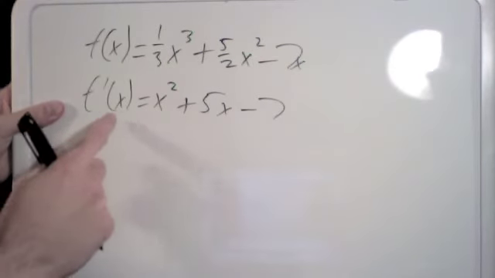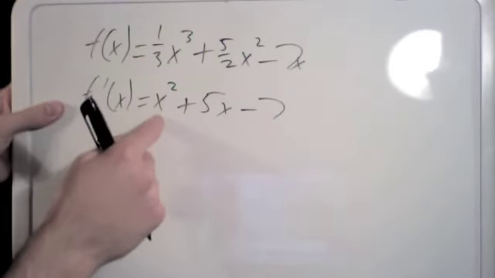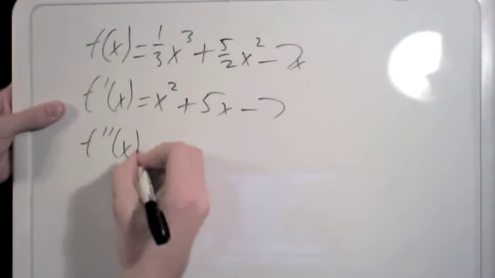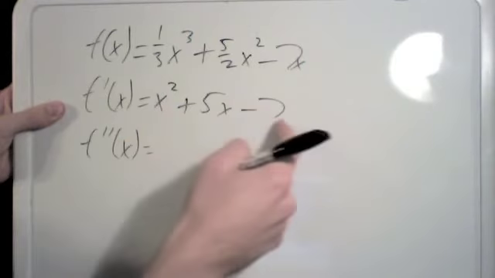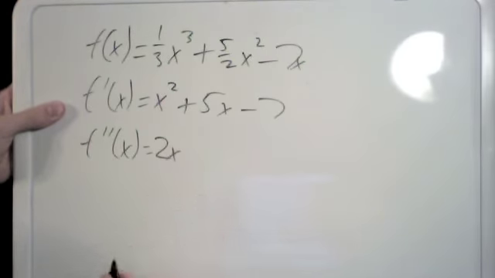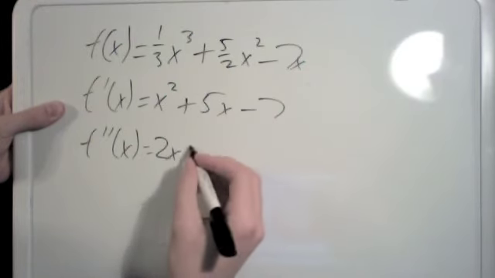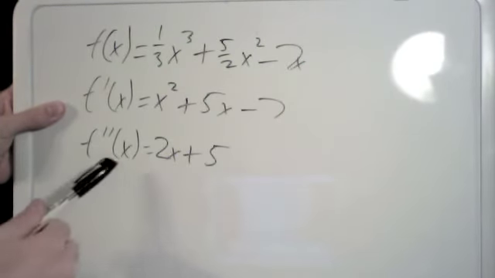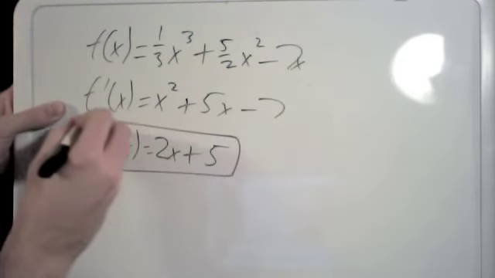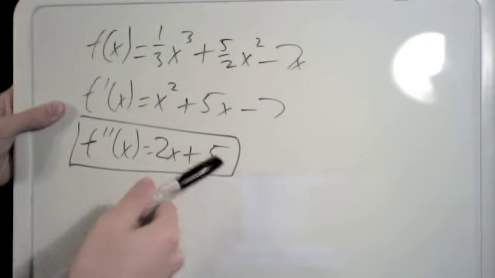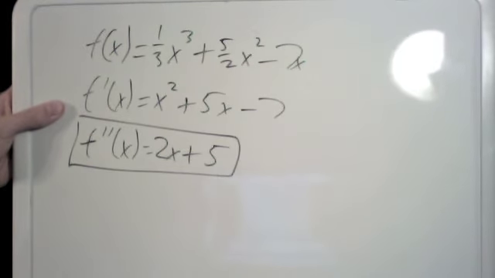And now to find the second derivative, you know how we found a normal derivative, we just do the same exact thing. F double prime of x, you just find the derivative of this function right here. The derivative of x squared is 2x, the derivative of 5x is 5, and the derivative of negative 7 is 0. So we have now our second derivative. So our second derivative of f of x is 2x plus 5. And it's that easy, that's how you do it.